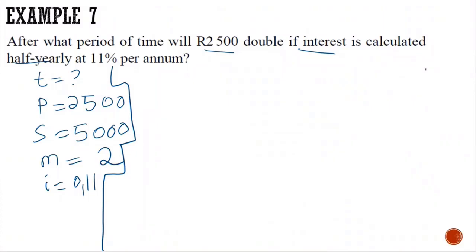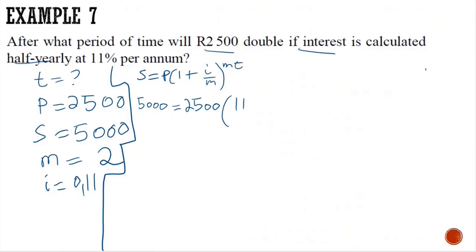Okay, so your formula is S equals P times (1 plus i over m) to the power mt. What is your S? Your S is 5,000, which is equal to, what is your P? Your P is 2,500 into 1 plus your interest, 0.11. It is compounding half yearly, so you divide it by 2, and then you've got 2. What is your M? Your M is 2. You don't know your t. That's what you are looking for.